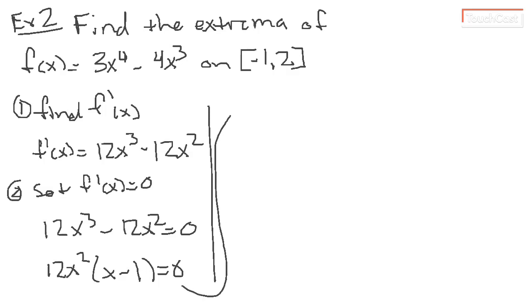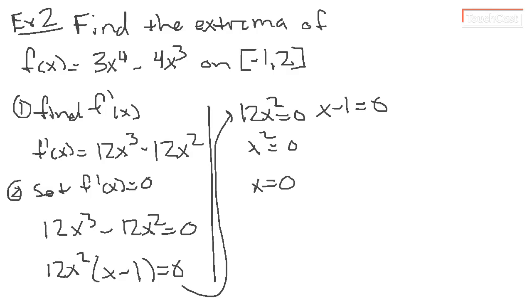I'm going to bring this up here. 12x squared equal to 0. And I'm going to set x minus 1 equal to 0. And then I'm going to solve them separately. Well, with 12x squared equal to 0, we're going to get x squared equals 0. We can divide by 12. And the only thing I know, if I square it, that's going to give me 0, is 0 itself. So we're going to find x equals 0. And then in that other one, if we add 1, we're going to find that x equals 1.